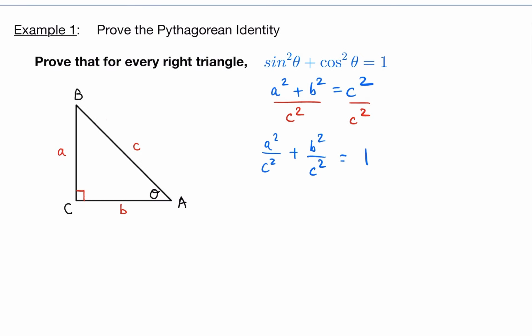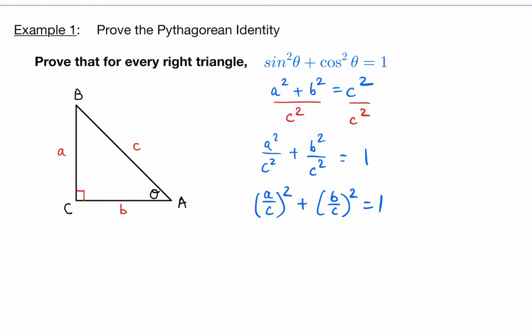Now let's rewrite both of these fractions and simplify it. We'll make it look a little cleaner. We're going to write this as a over c quantity squared plus b over c quantity squared, which is equal to 1. Now let's take a look at this triangle and ask ourselves, relative to this angle theta, what trig ratio gives us a over c? We're looking for a over c because we have a over c here.